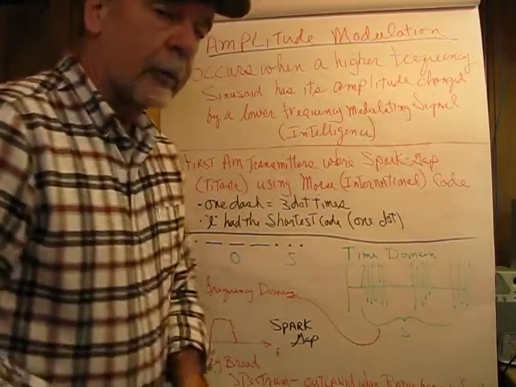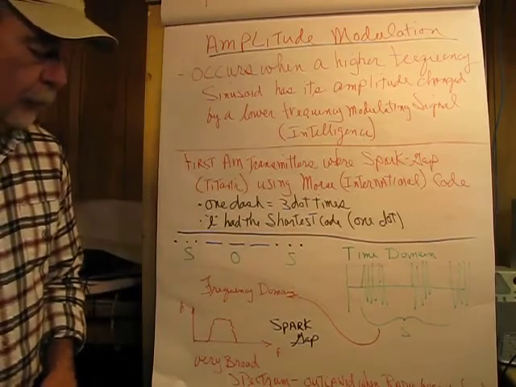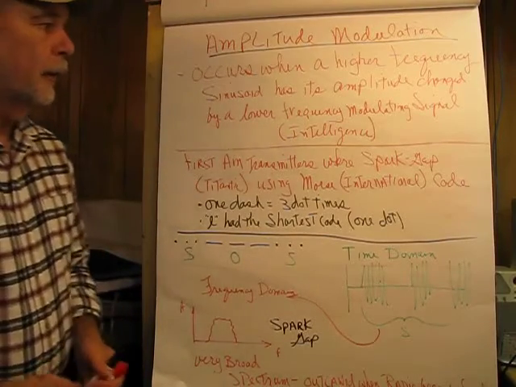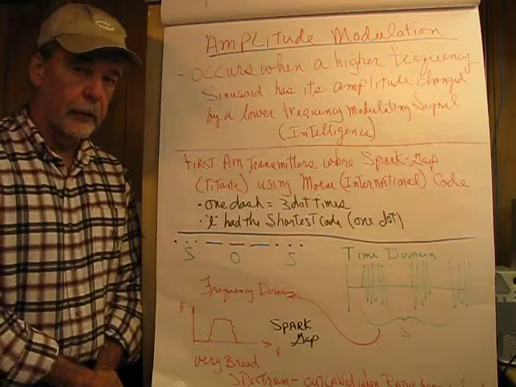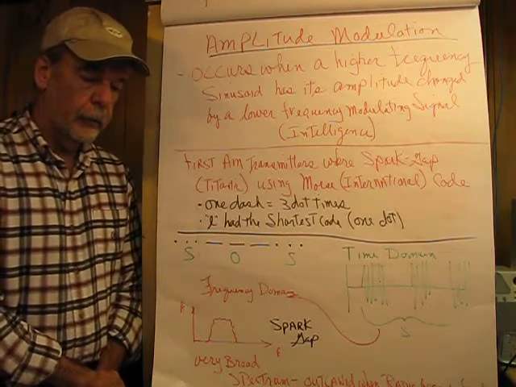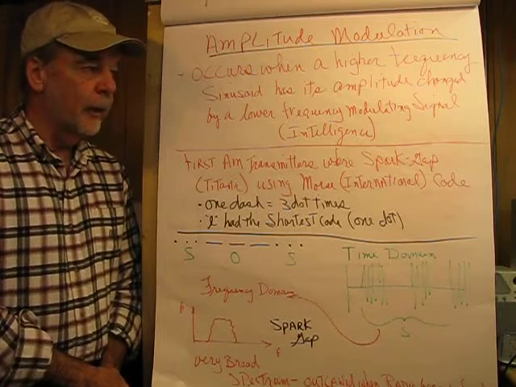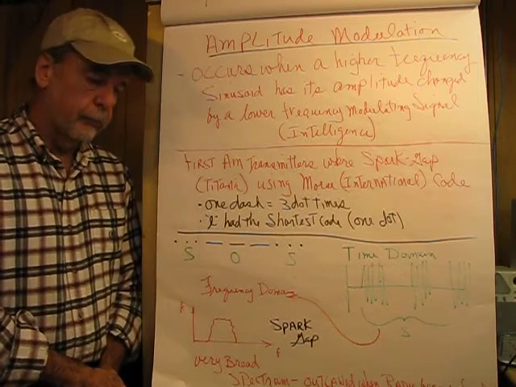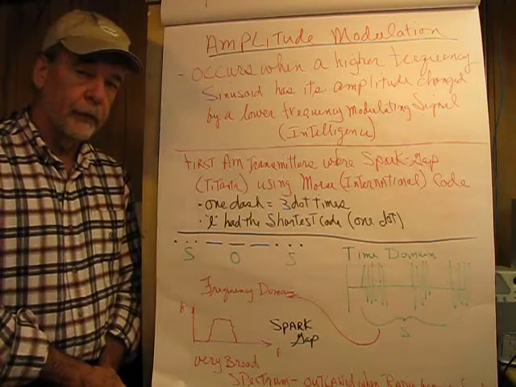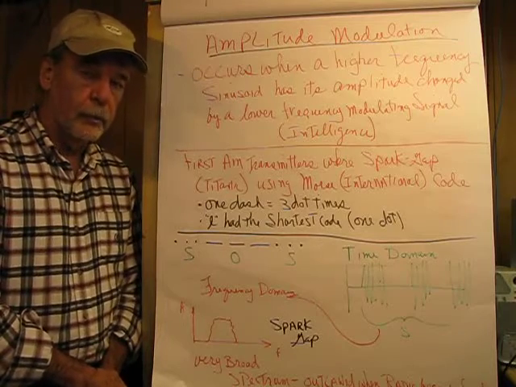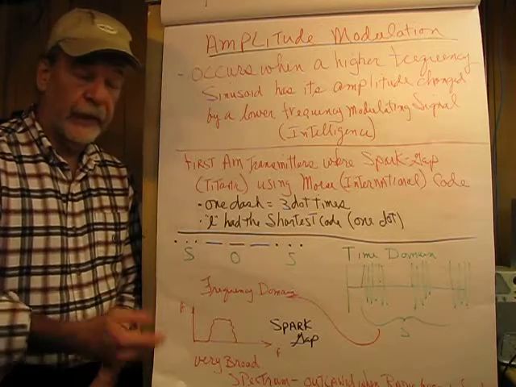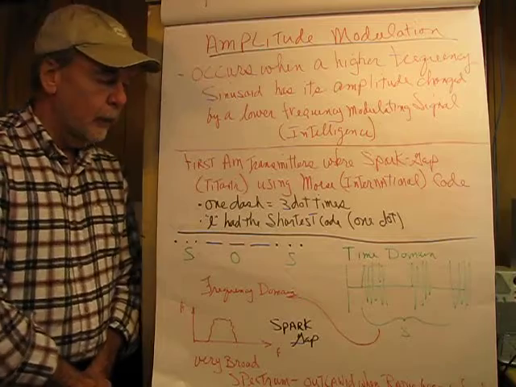Hi, my name is Jim, and today's topic is amplitude modulation. This occurs when a high-frequency carrier, and carrier means it's going to carry information, is modulated by a lower frequency signal, sometimes called the intelligence signal, which can be speech or music or data perhaps or whatever.